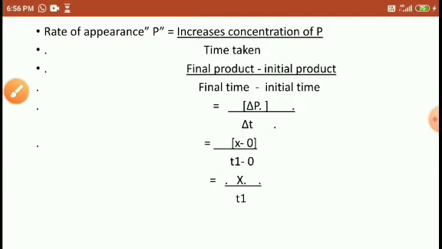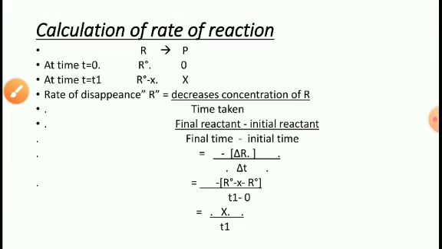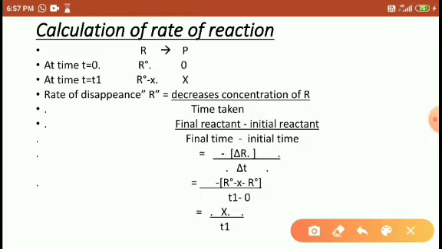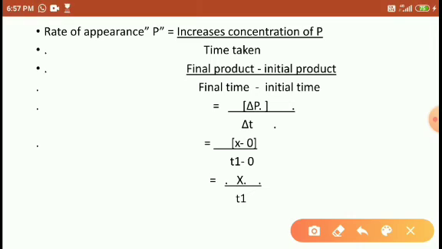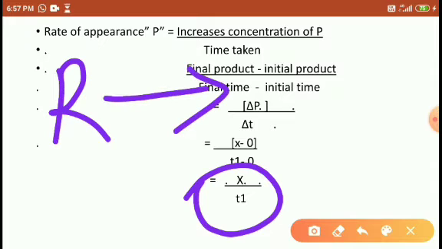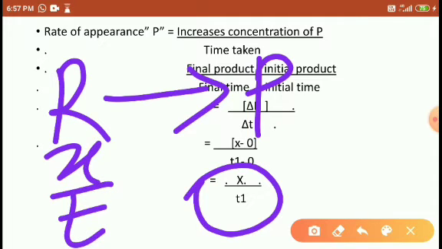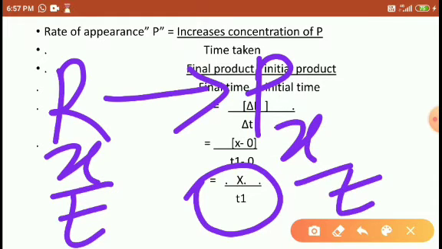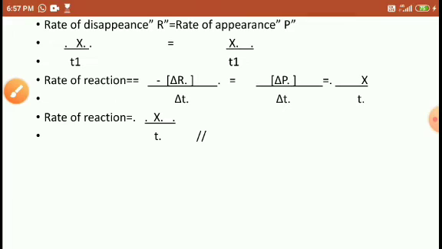So here in this case, the rate of disappearance of R is x by t1, and the rate of appearance of P is x by t1, because 1 mole of R decreases to form 1 mole of P. Right students? x by t concentration decreases to form x by t concentration of P. Both concentrations remain the same. Right, students?